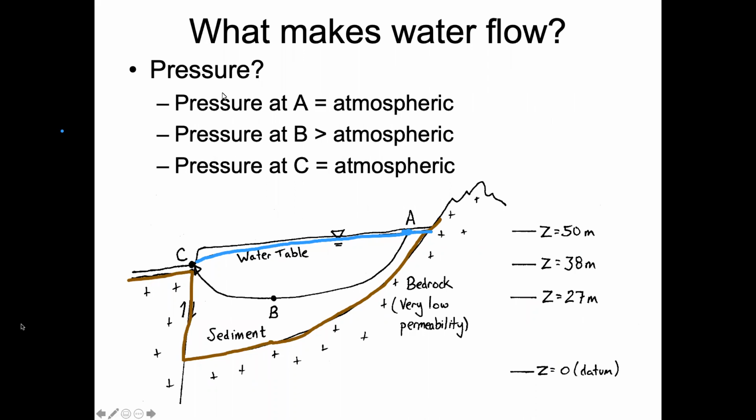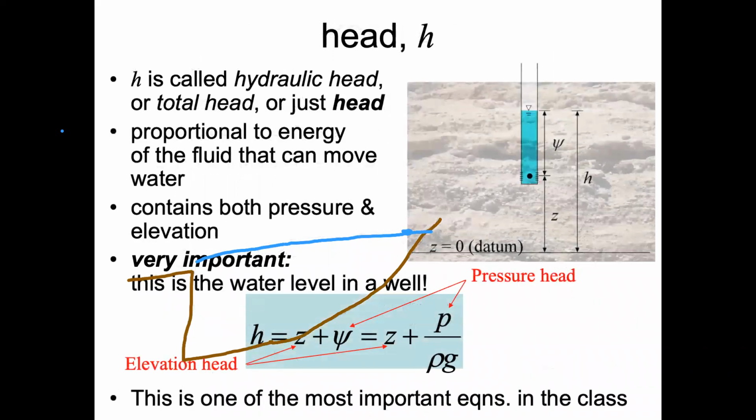So pressure, right? The pressure at point A is equal to the atmosphere. The pressure at point B is going to be greater than the atmosphere, right? It's not up at the top, but further down, so we have something pushing on it more than just sitting at the atmosphere. And the pressure at C again is the atmosphere. So what is making this water flow?